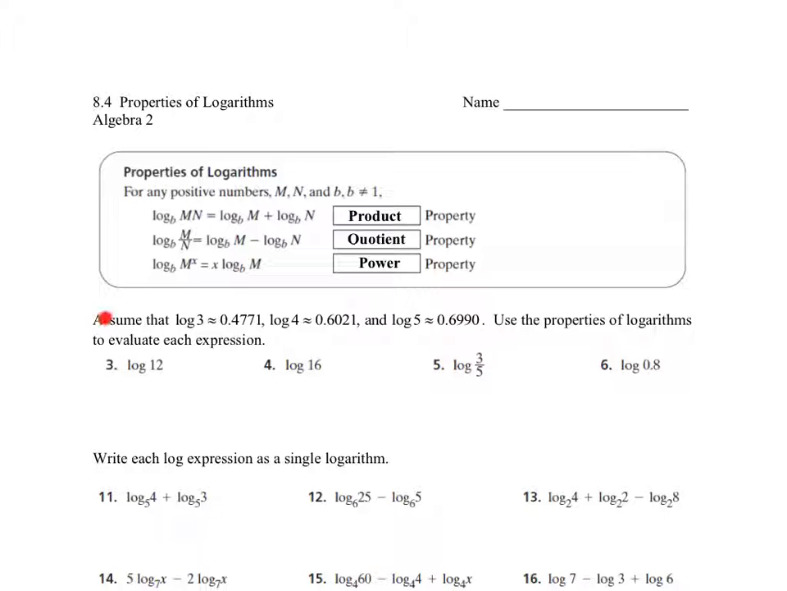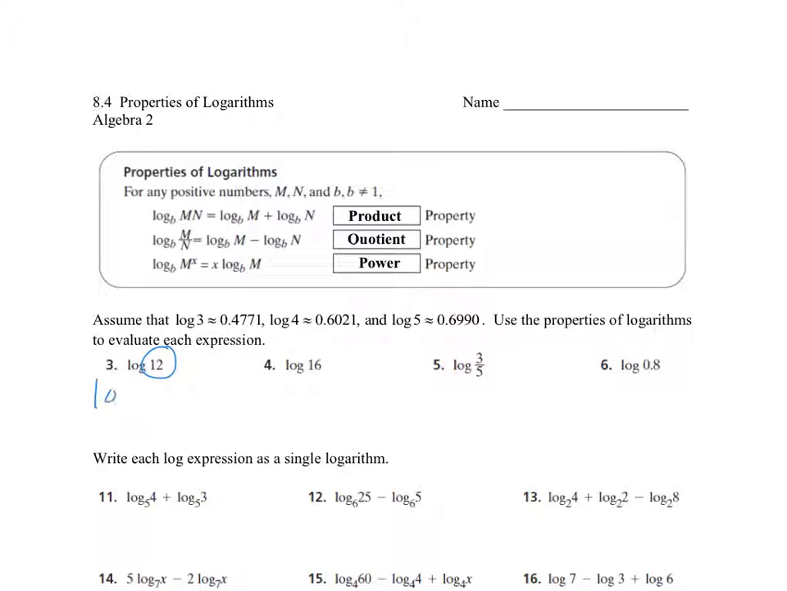So part 1, assume that log 3 is approximately equal to this, log 4 is approximately equal to this number, and log 5 is approximately equal to this number. Use the properties of logarithms to evaluate each expression. So if I look at log 12, I don't see anything here of log 12. But you need to think about how can you make log 12? Well, 12 is 3 times 4.